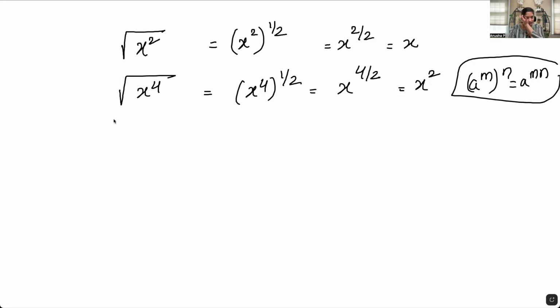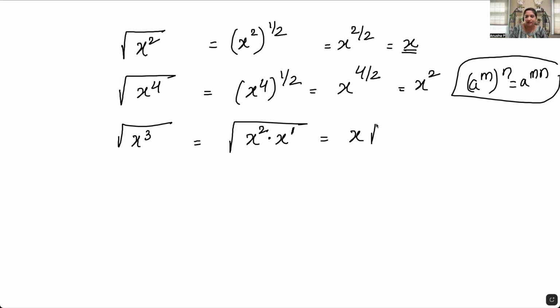Now, it's okay if we have even numbers, right? What will we do if we have an odd number? X to the power of 3: 3 is not divisible by 2. We can write it as x to the power of 2 and x to the power of 1, because 2 plus 1 is also 3. Now, the square root of x squared is x. If we have two x's, we can bring one x out, root x.